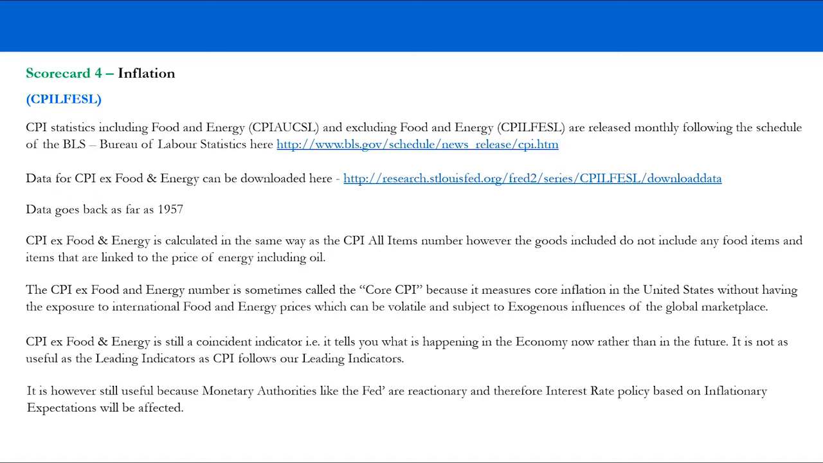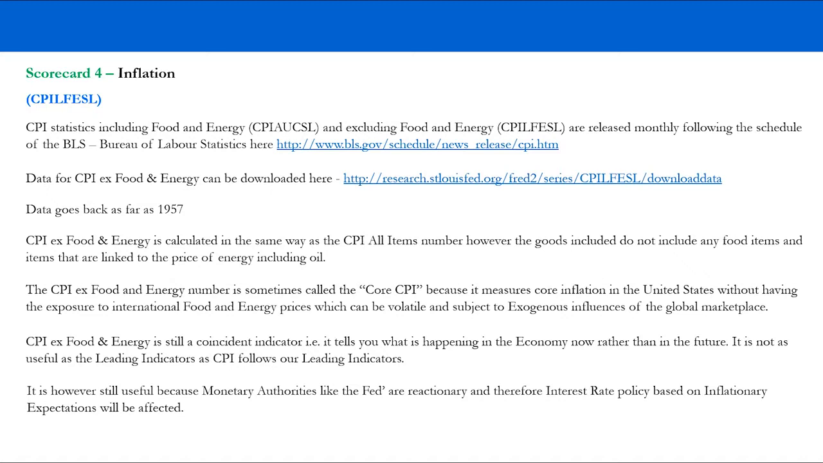The CPI X food and energy, which we're looking at now, you'll often see in the media referred to as the core CPI because it measures core inflation in the United States without having the exposure to international food and energy prices, which, as we saw earlier, can be extremely volatile and subject to exogenous influences in the global marketplace.